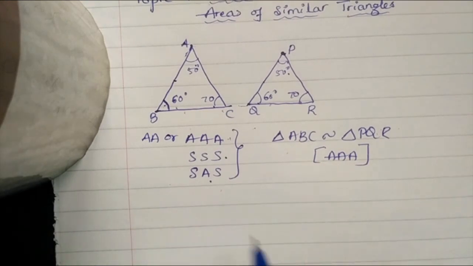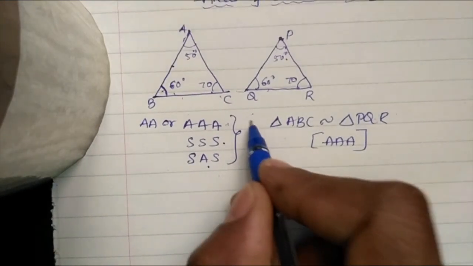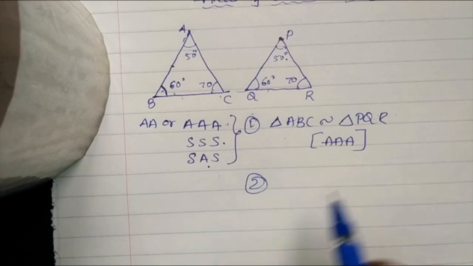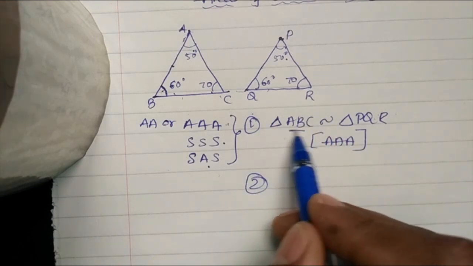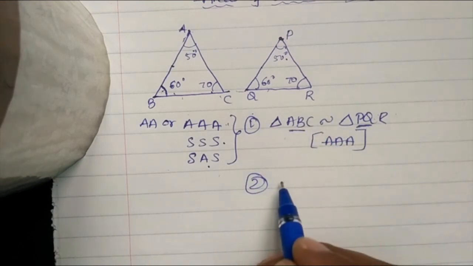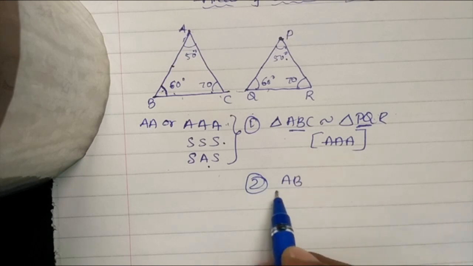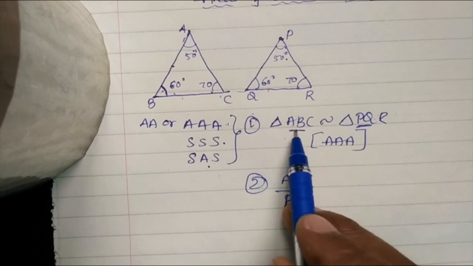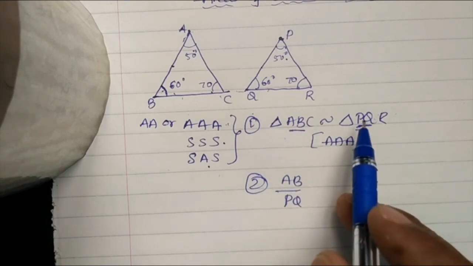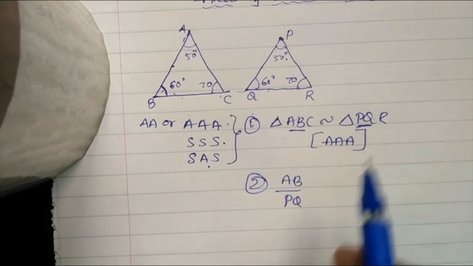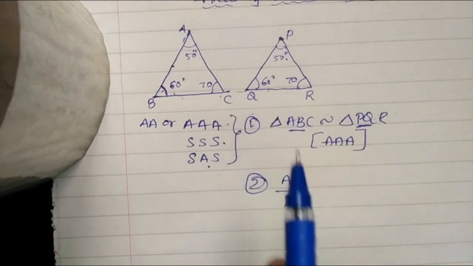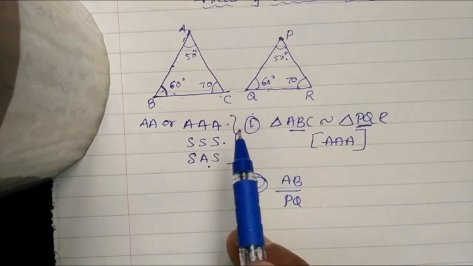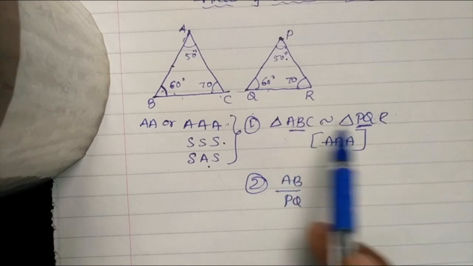After these two triangles are proved similar, we follow the second level. What is the second level? After proving the triangles are similar, we go side by side, that is AB by PQ. But in congruency, what were we writing? AB equal to PQ, because congruency is about equal triangles. But here the triangles are not equal. One triangle is greater than the other. Therefore, AB is greater than PQ.